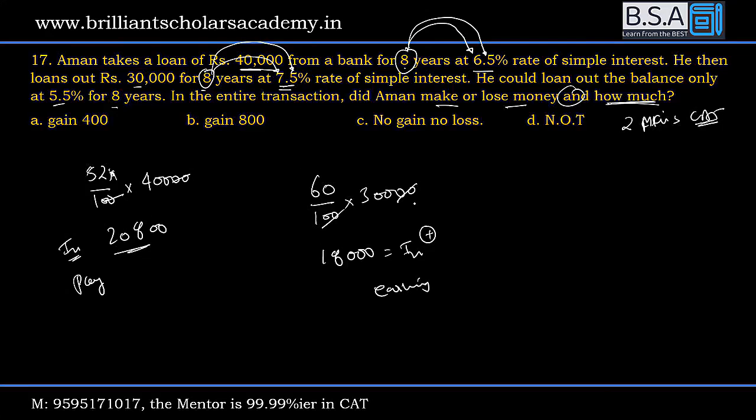Now what happens? The remaining amount is how much? 10,000. This is 44 percentage he is earning out of 10,000. Cancelled. So he is earning 4,400. How much is he earning in total? He is earning 22,400. So let's just verify my calculations.